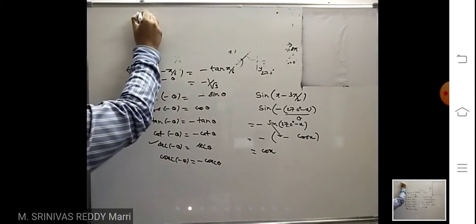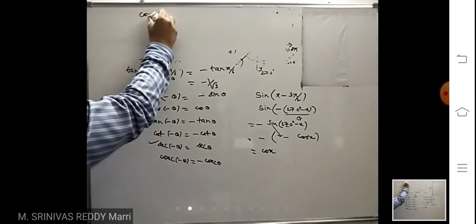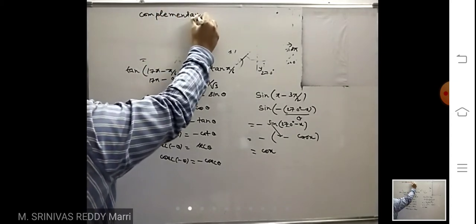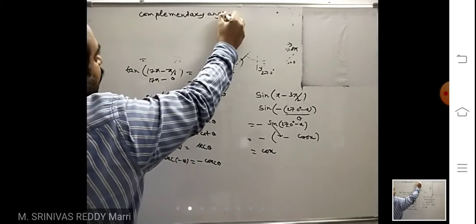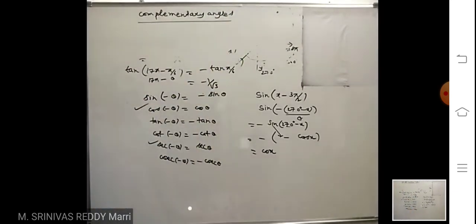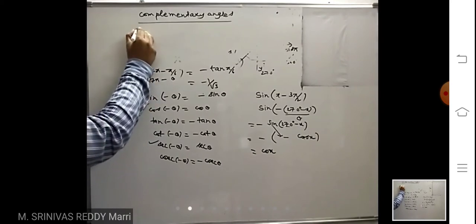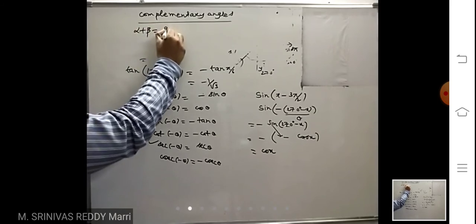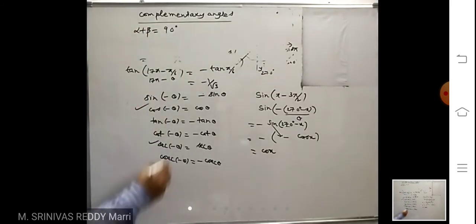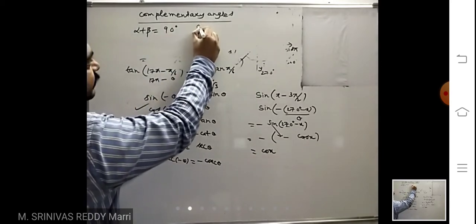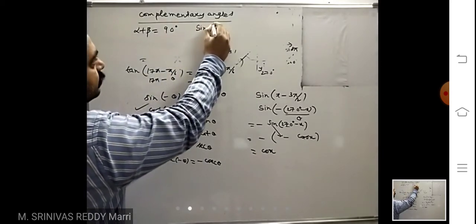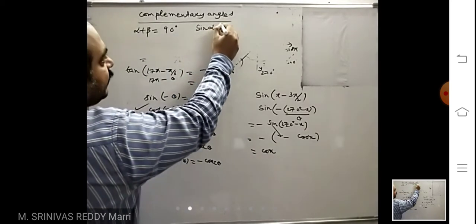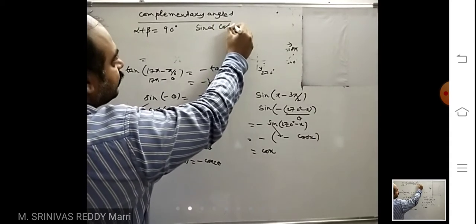Look at complementary angles. Right? So complementary angles means sum of the angles is what? 90 degree. Sum of the angles is 90 degree. If the sum of the angles is 90 degree, then sine alpha into cos beta. This is 1.